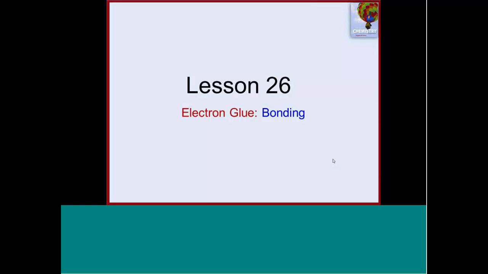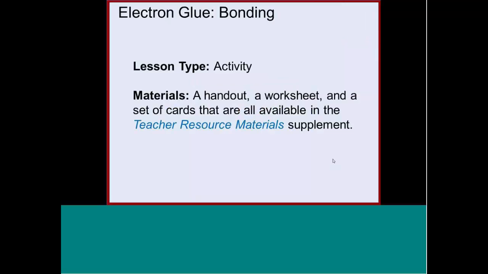So the next lesson is called Electron Glue, and it's all about bonding. In this particular activity, students will be using a handout that you would find in the teacher resource material, a worksheet, which they would have had yesterday also while they did their lab. So there's usually a student worksheet that goes with each lesson. And in this particular case, there's a set of cards called the substance cards that are available in the teacher resource materials that you would be able to download and print out.